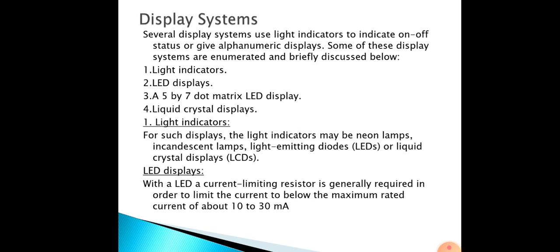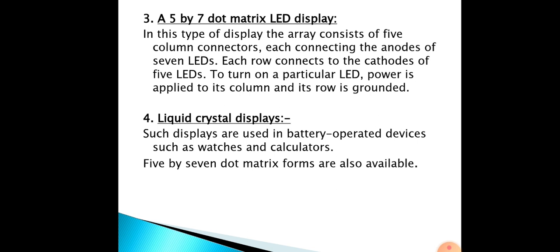The next one, a 5 by 7 dot matrix LED display. In this type of display, the array consists of 5 column connectors, each connecting the anodes of the 7 LEDs. Each row connects to the cathodes of the 5 LEDs. To turn on a particular LED, power is applied to its column and its row is grounded.